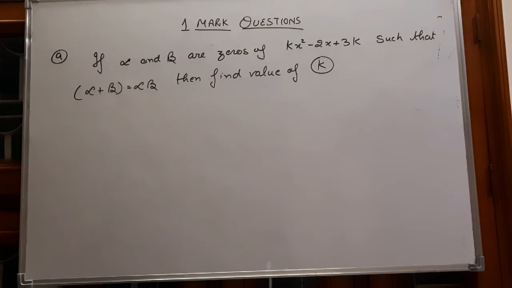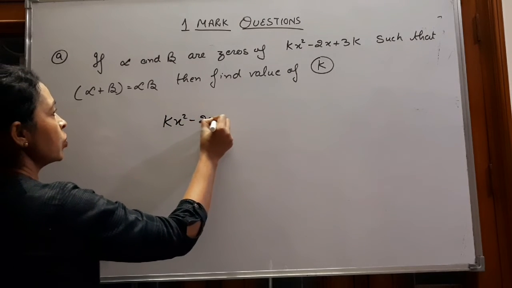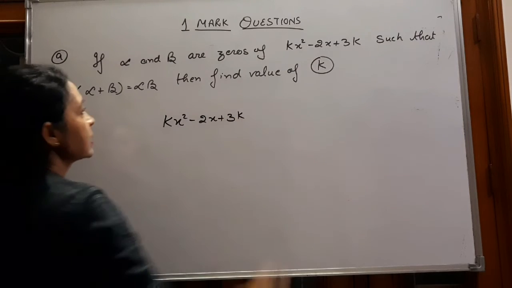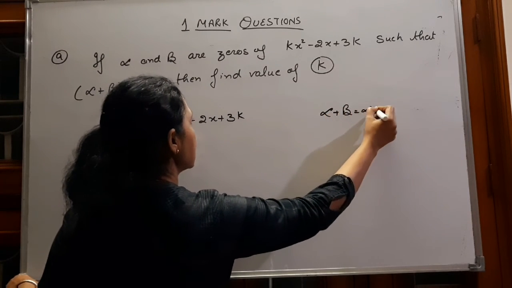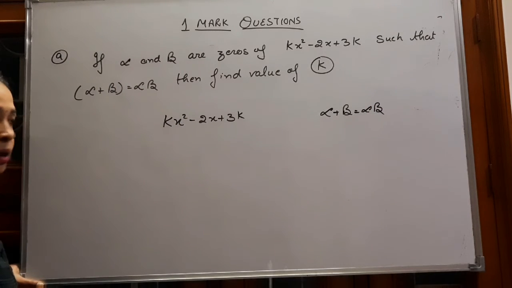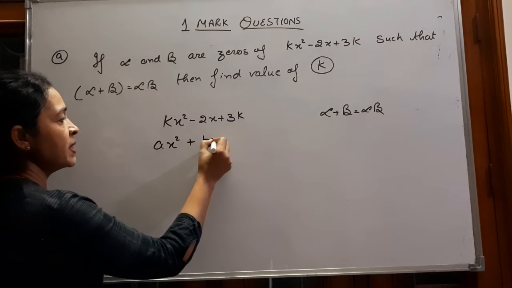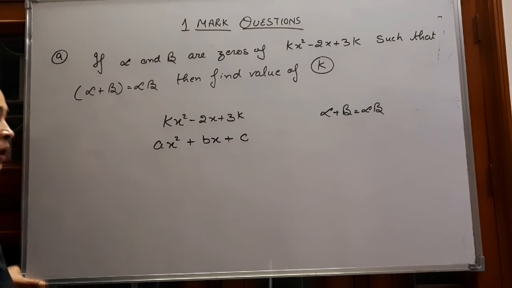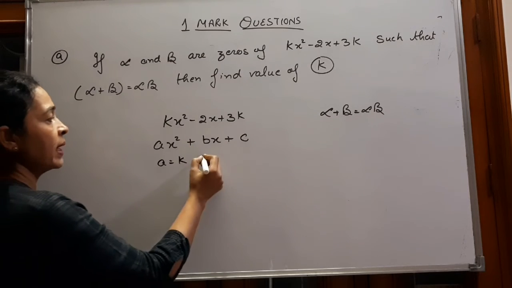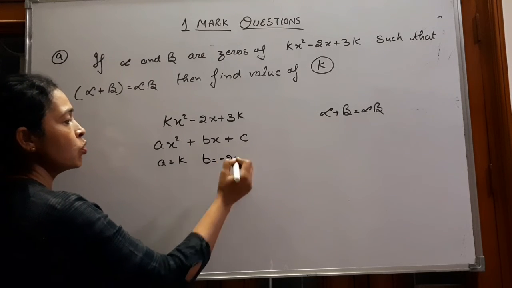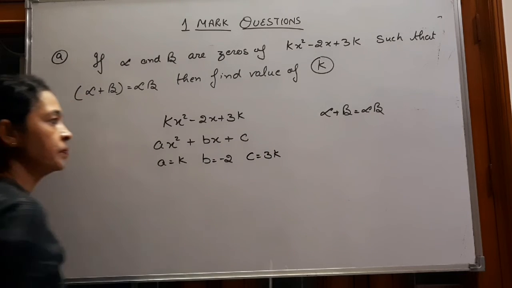If alpha and beta are the zeros of the polynomial kx square minus 2x plus 3k such that alpha plus beta is equal to alpha beta, we have to find the value of k. This is a quadratic polynomial. The general form is ax square plus bx plus c. Our a is k, the coefficient of x square, b is minus 2, the coefficient of x, and c is 3k.